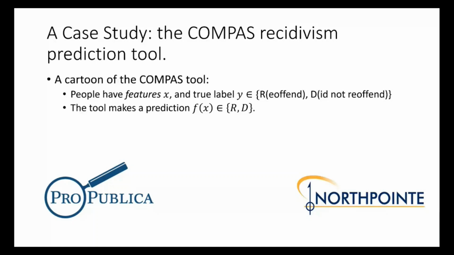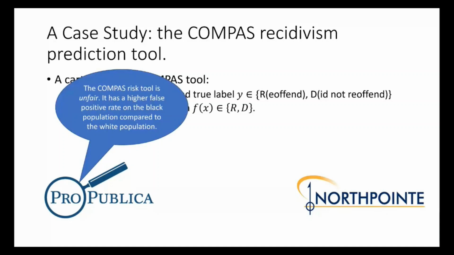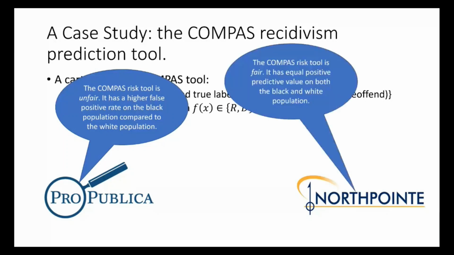ProPublica got a bunch of data about a particular one of these tools called Compass, and they wrote a highly publicized article insisting that the tool was unfair. What they meant by that was that it had a higher false positive rate on the Black population compared to the white population. If I looked at people who actually did not go on to reoffend, the algorithm was more likely to falsely accuse Black people who did not go on to reoffend of being at high risk compared to the rate at which it falsely accused white people. That's bad. Now, Northpointe wrote a pretty detailed response in which they asserted that in fact their tool was fair, but they had a different definition of fair.